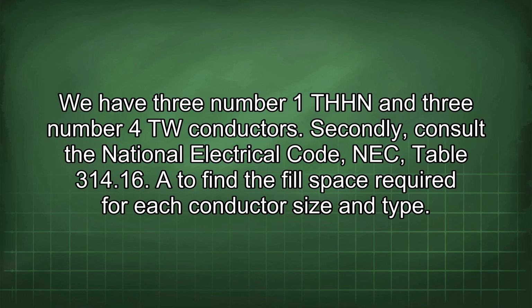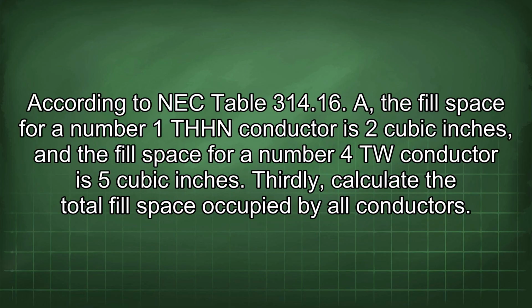Secondly, consult the National Electrical Code, NEC, Table 314.16, to find the fill space required for each conductor size and type. According to NEC Table 314.16(A), the fill space for a number 1 THHN conductor is 2 cubic inches, and the fill space for a number 4 TW conductor is 5 cubic inches.